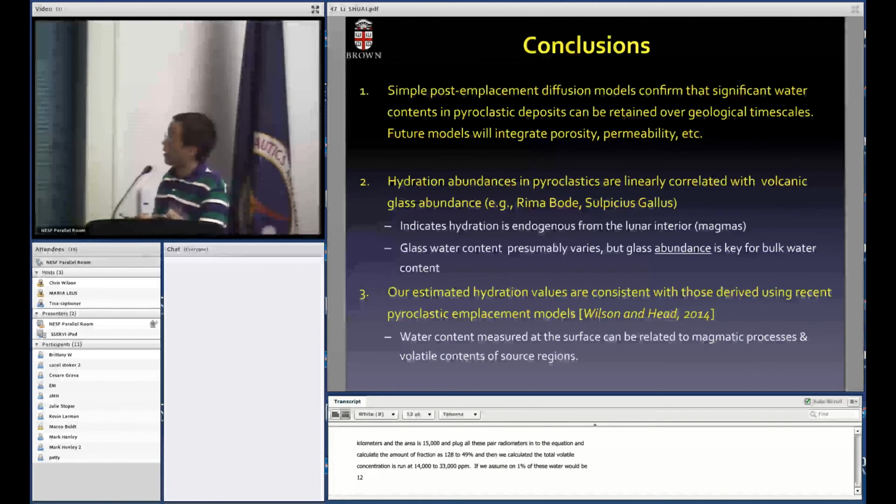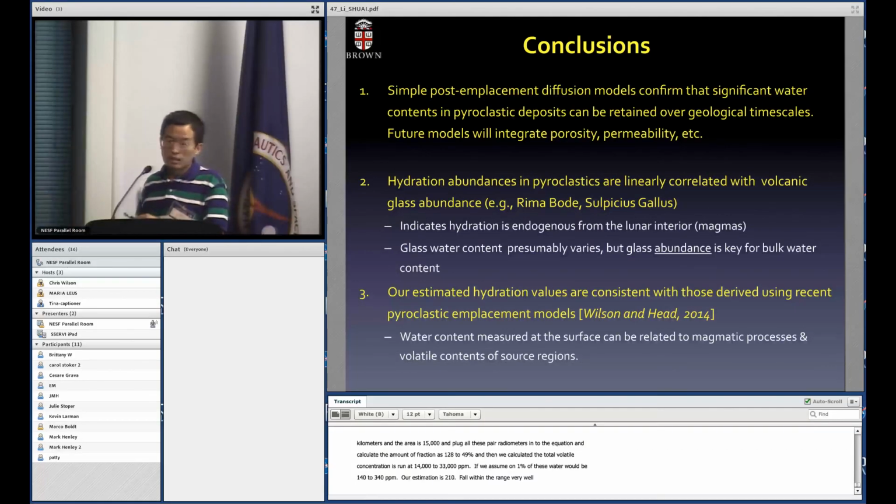So to conclude, our post-emplacement diffusion model shows that most of the hydration can be retained in pyroclastic deposits through geological time scales. In future work, we will take the porosity, permeability, and surface adsorption, those factors, into account.